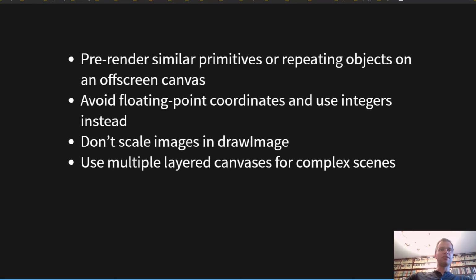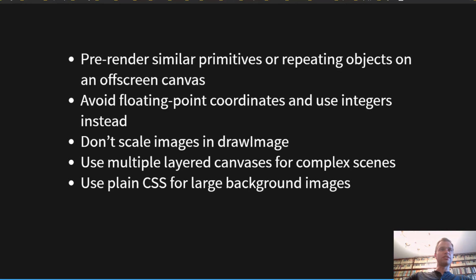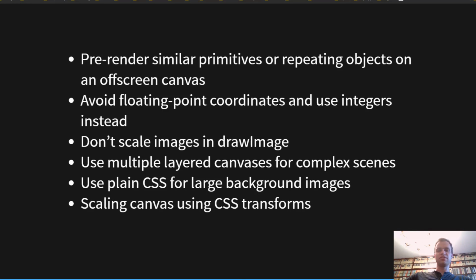Use multiple layer canvases for complex scenes. For example, in the game you can create background layer, game layer, and UI layer, and use plain CSS for large background images. For example, division for background, and scaling canvas using CSS transform, and you can turn off transparency, and that's it.